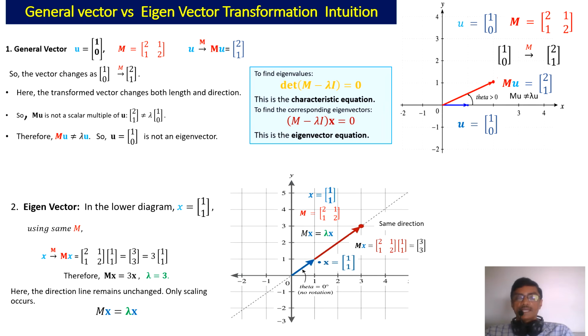Here x is the eigenvector, M is the transformation matrix, lambda is the eigenvalue. Thus, a general vector changes direction while an eigenvector remains on the same direction line and only gets scaled. You can see here. In the next slide, we will apply these two equations to solve simple GATE style eigenvalue and eigenvector problems.